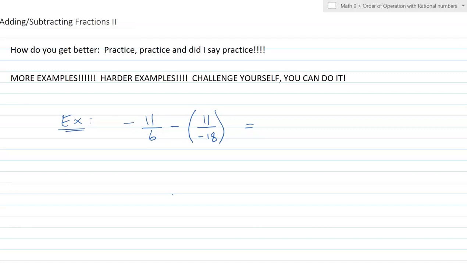Okay, let's continue with adding and subtracting fractions. We're going to do more examples, okay? But before I continue, I want to make sure, how do you get better? How do you get better in doing anything?